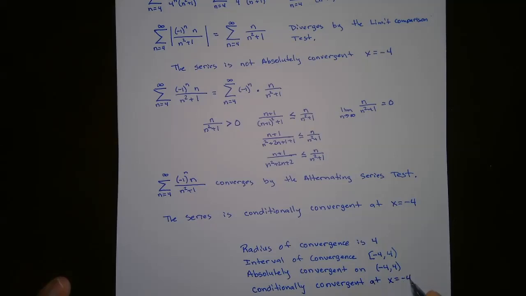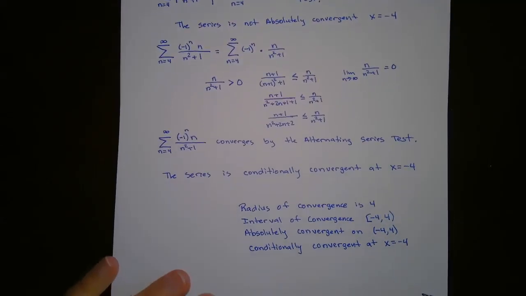So we write at x equals -4. Now I know I didn't ask for the radius of convergence. I'm just throwing that in there. Really, all I asked you was the interval of convergence, where it's absolutely convergent, and where it's conditionally convergent. So these are the x values of the interval of convergence. These are the x values where it's absolutely convergent, and this is the one x value where it's conditionally convergent. Let me slide it up. Sorry about that.